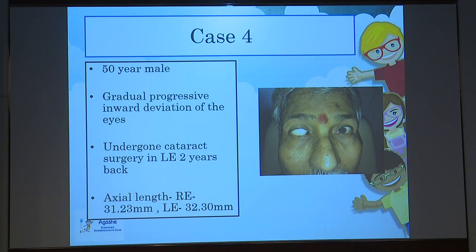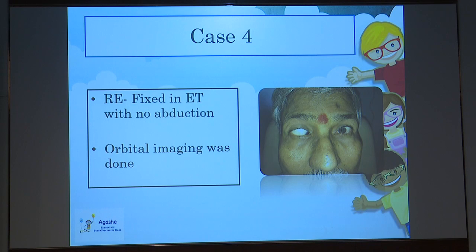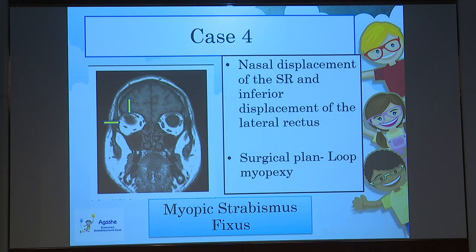Yeah, last case. So 50-year-old male presenting with gradual progressive inward deviation of the eye. He has undergone cataract surgery, very large globes. The right eye is fixed in ET and has no abduction. Orbital imaging revealed shifting of the SR nasally and lateral rectus inferiorly. So this is a condition called myopic strabismus fixus.